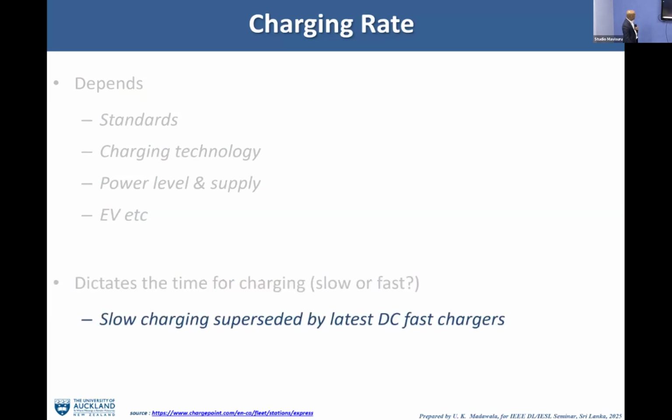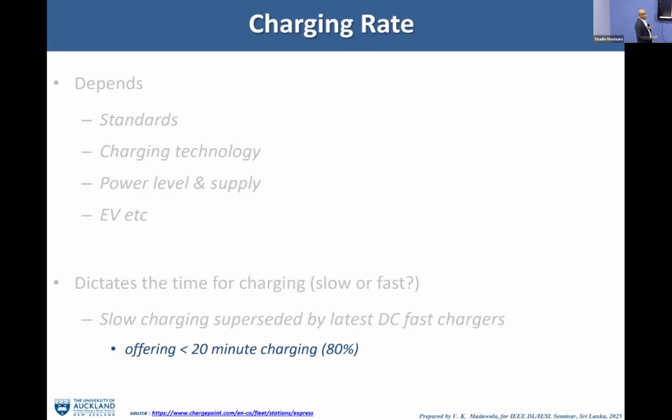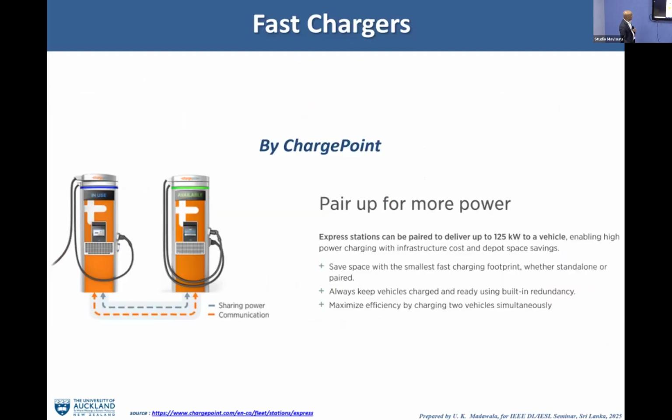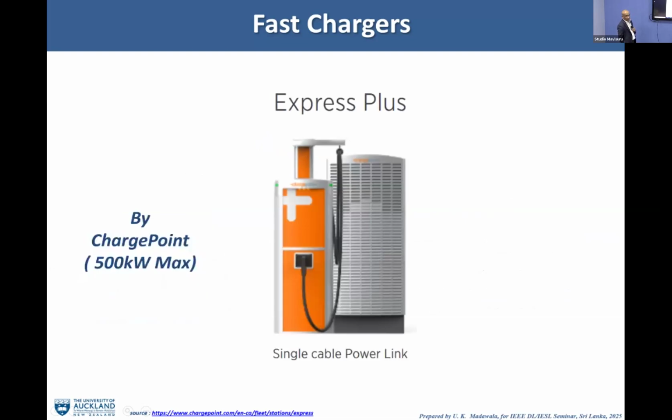Now the slow charging is superseded by the latest DC fast chargers. What they say is that, offering less than 20 minutes, even less than 10 minutes, you can charge. So just to give an example, here's a Shadow, and there you can see the 120 kilowatt fast charger. These are off-board chargers. You can quickly charge the electric vehicle. And then, of course, the Delta Electronics 100 kilowatt charger. And there's another charger by ChargePoint, 125 kilowatts. And then a much faster rate, 500 kilowatts maximum.